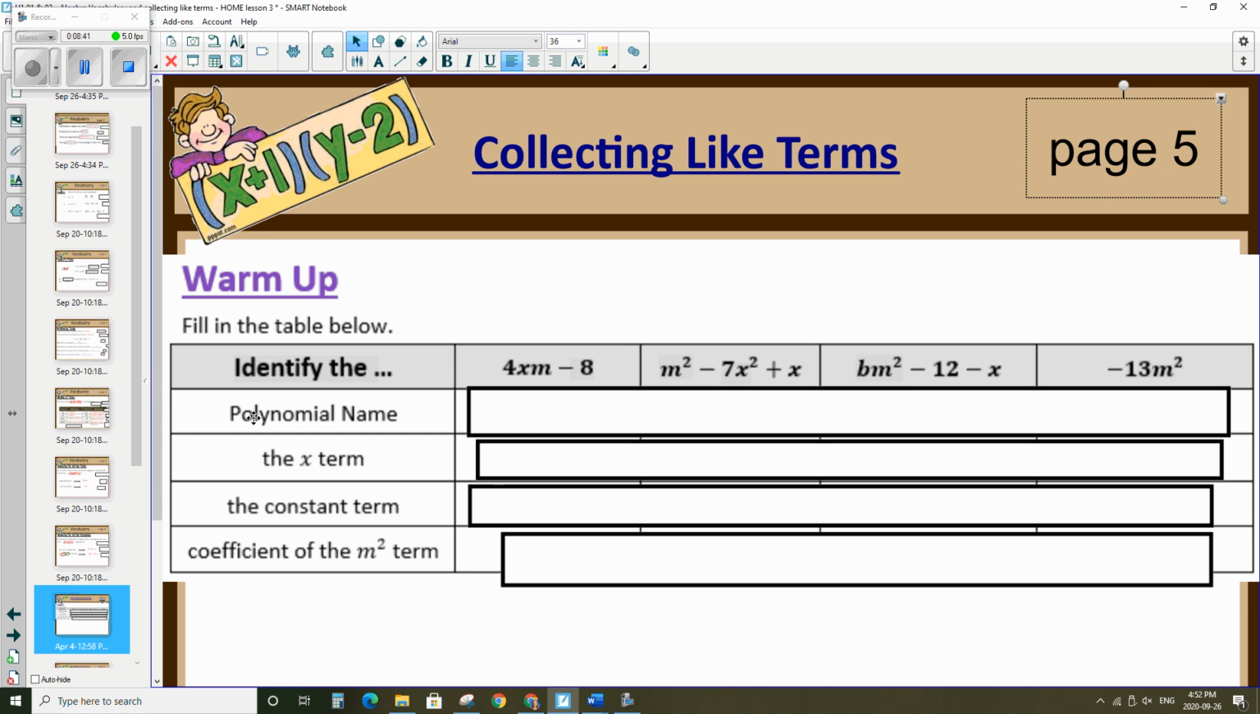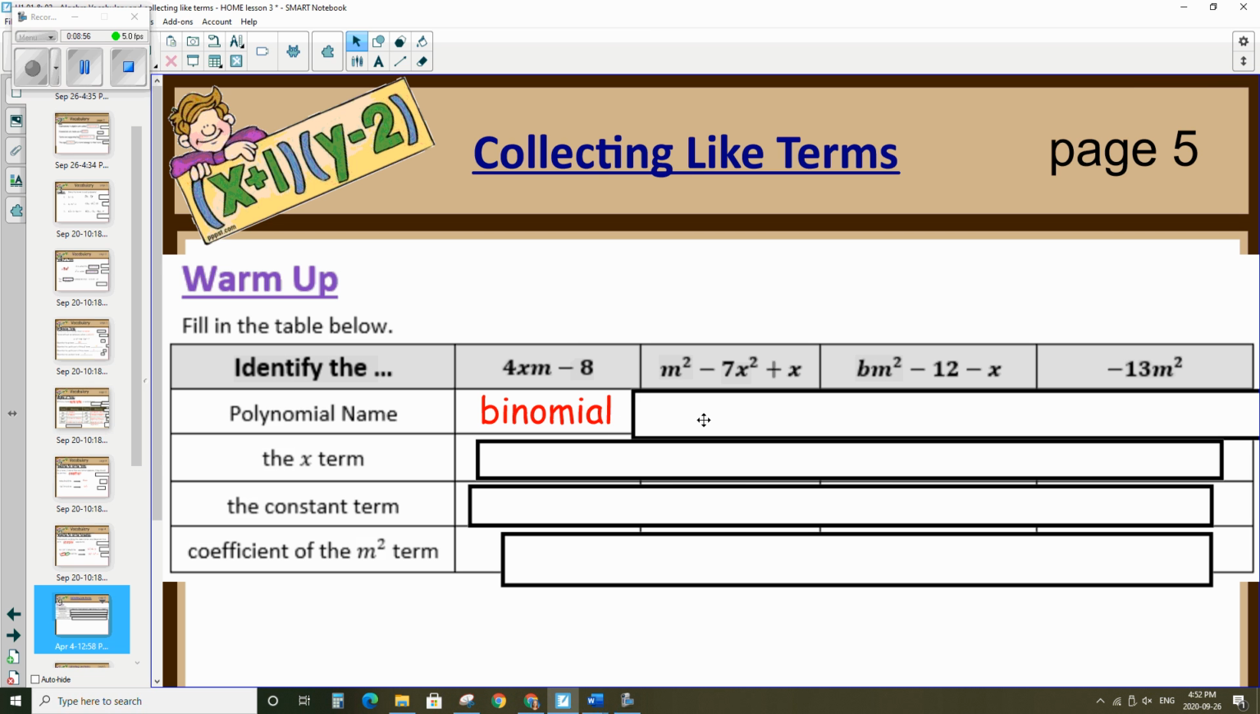Fill in the table. So identify the polynomial name, the x term, the constant term, the coefficient of the m squared term. So we're going to do these column by column. So this is the first expression. 4xm minus 8. Polynomial name, it has 2 terms, which is called a binomial. The x term, this one doesn't have an x term. This has an xm term, and then just a constant, but there's no x term.